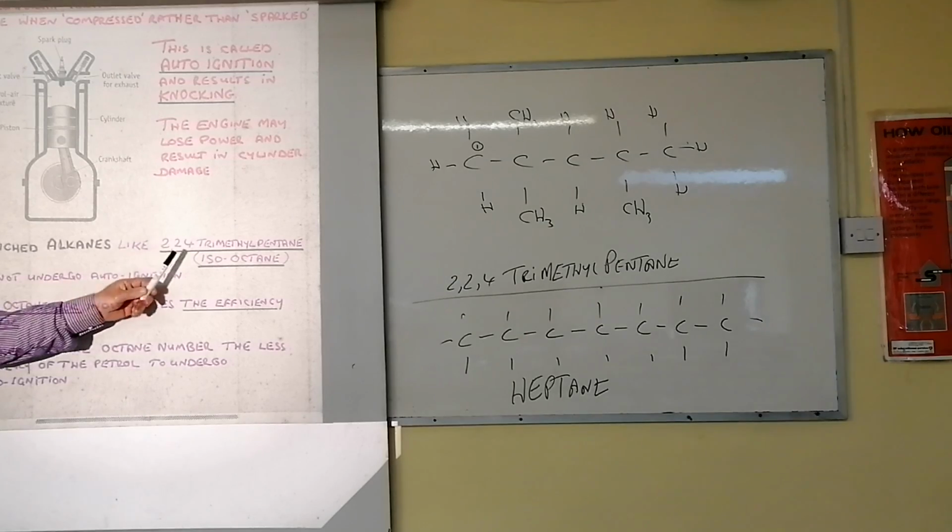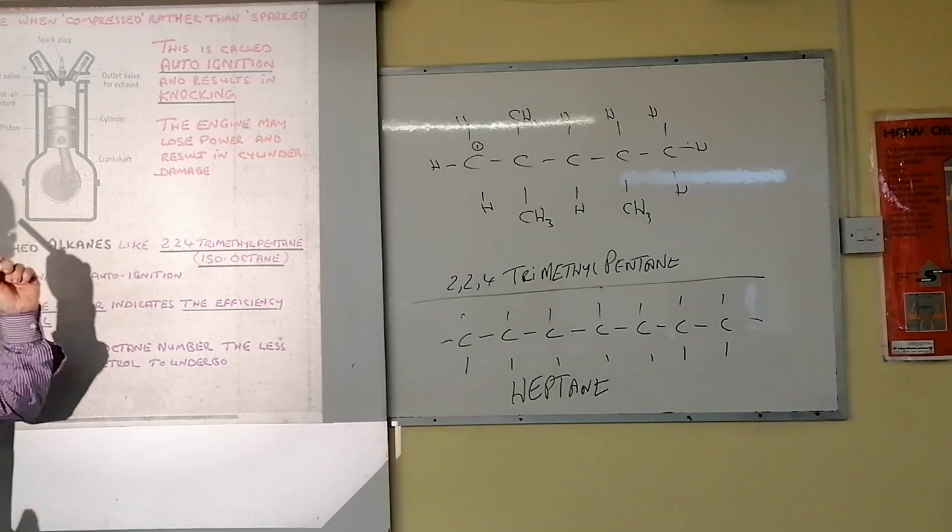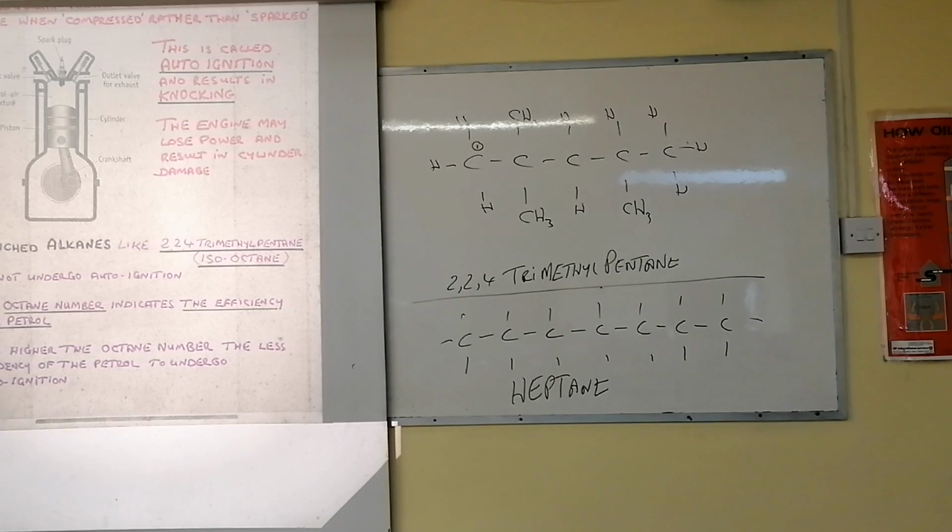Okay, that one does not undergo autoignition. It's the best possible fuel, right? The octane number indicates the efficiency of a fuel. The higher the octane number, the less tendency of the petrol to undergo autoignition. And you have a definition there in your notes.